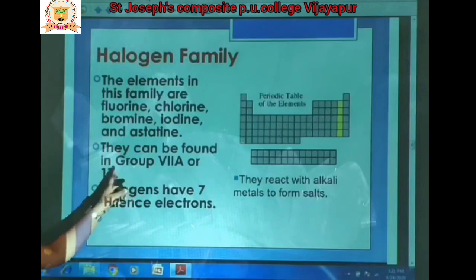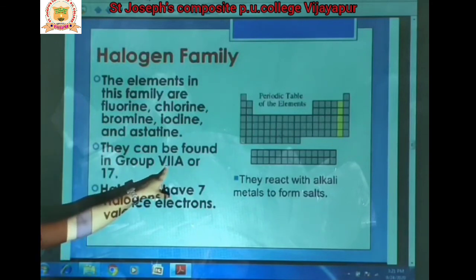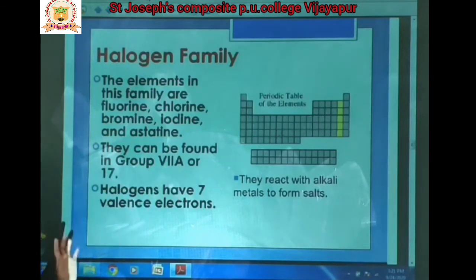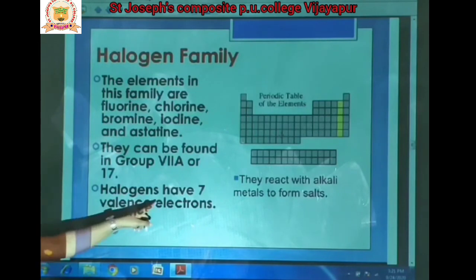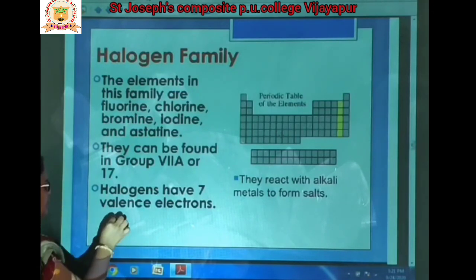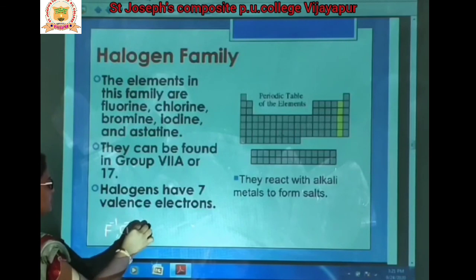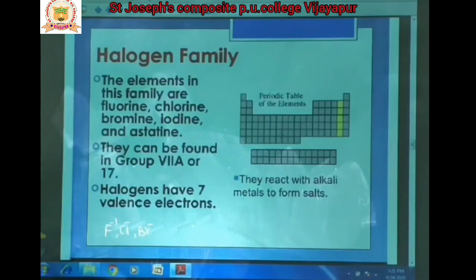They can be found in group 7A or the 17th group elements. So halogens have 7 valence electrons. Valence electrons are 7, but they gain 1 electron to complete the octet. So it shows the valency of -1. All these, fluorine, chlorine, bromine, show the -1 oxidation state because they gain 1 electron to complete the octet, means to become stable.